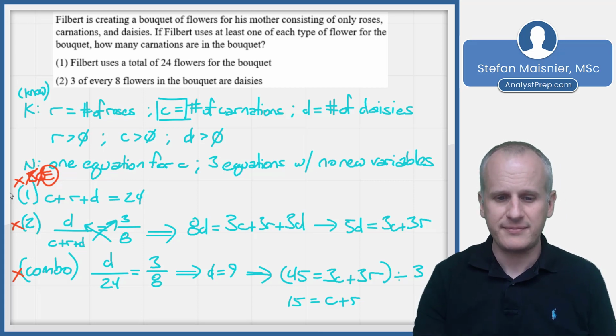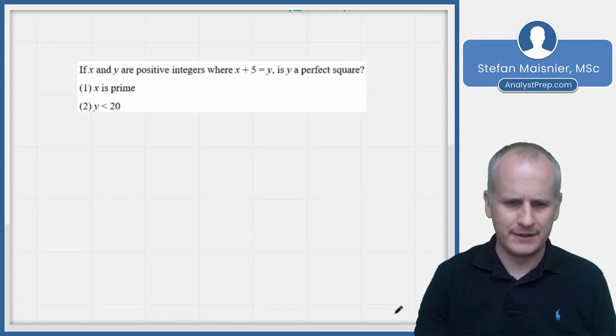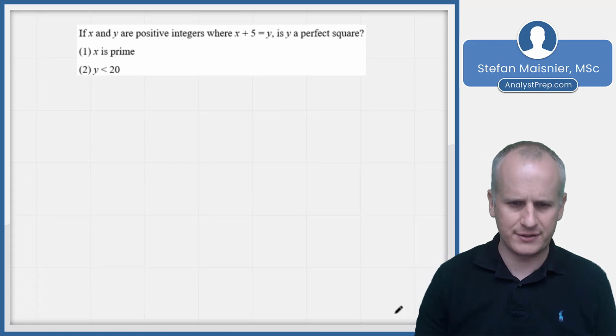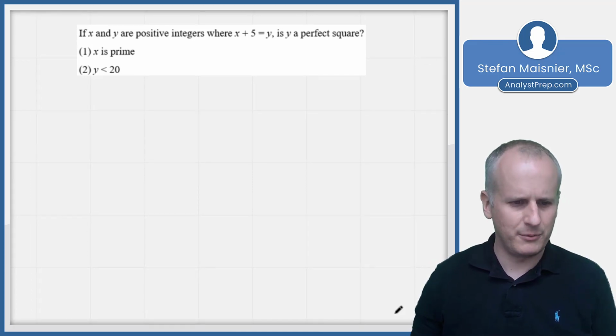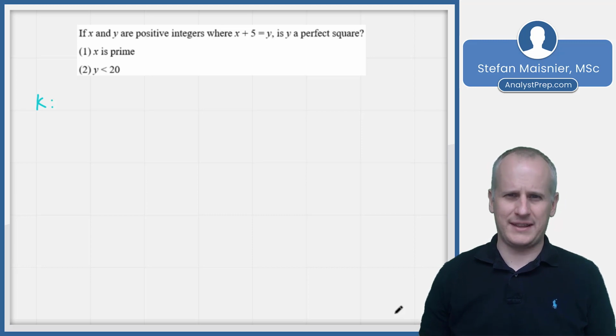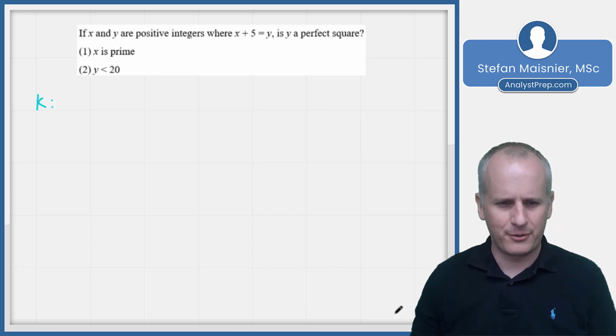So let's take a look at one more example here. And this time we've got a yes-no data sufficiency. So similar to what we just did, we're going to start with what we know. And we know that X and Y are positive integers. It's real easy to overlook that statement and just speed past it. But I'm going to write this out technically.